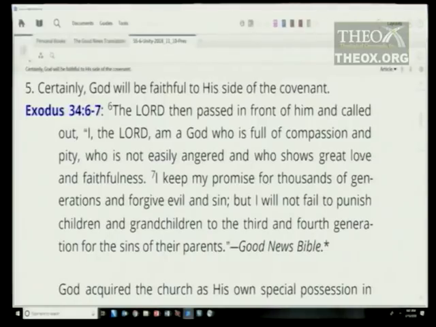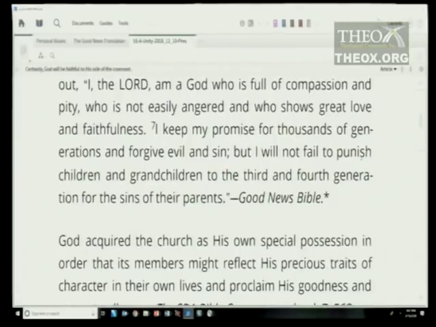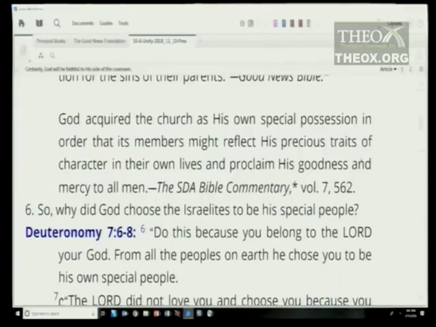I keep my promise for thousands of generations and forgive evil and sin. But I will not fail to punish children and grandchildren to the third and fourth generation for the sins of their parents. Wow. God acquired the church as his own special possession in order that its members might reflect his precious traits of character in their own lives and proclaim his goodness and mercy to all men. SDA Bible Commentary, Volume 7.